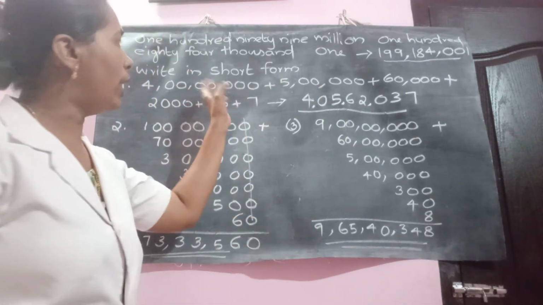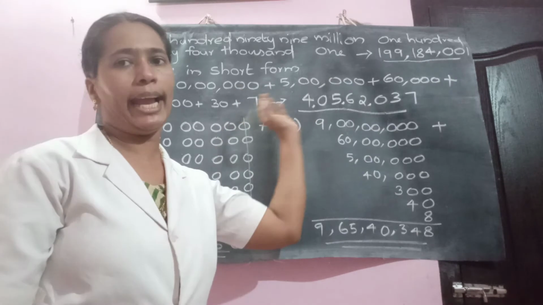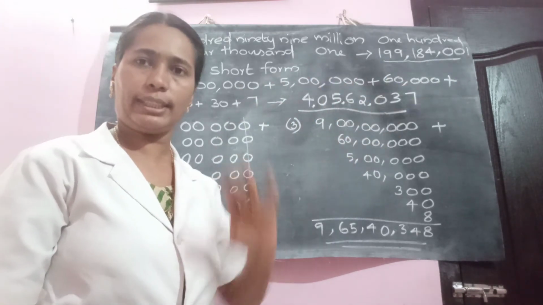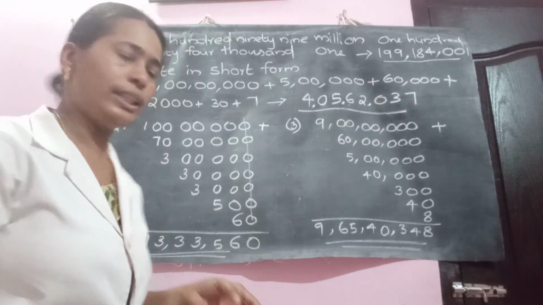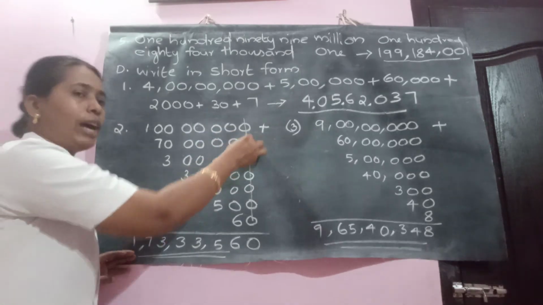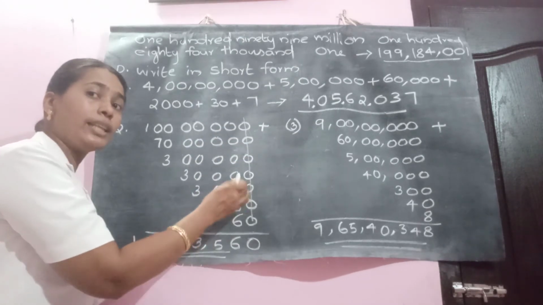If you don't know how to count this way, lakhs, 10 lakhs, 1,000, 10,000, etc., what you have to do is write the given numbers one by one, without changing their places.